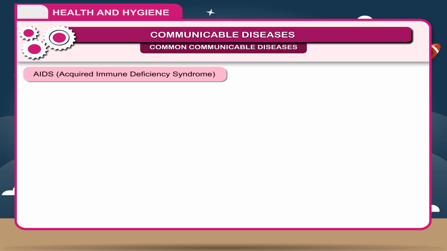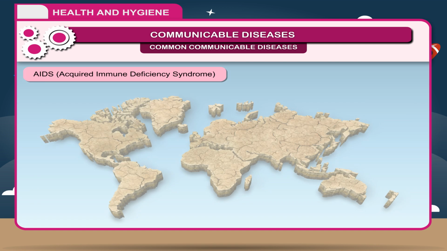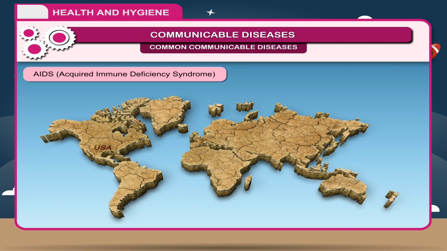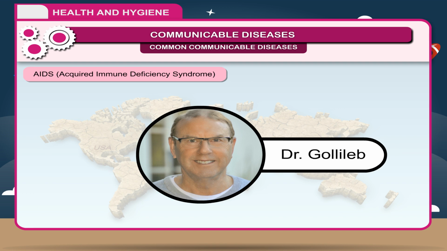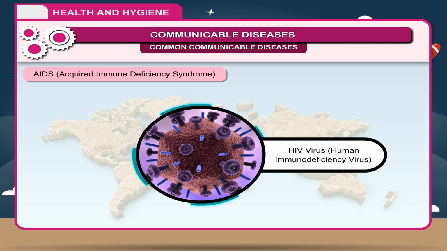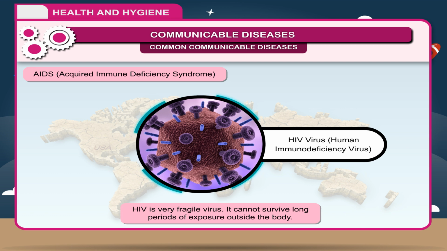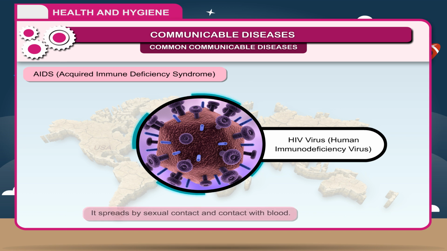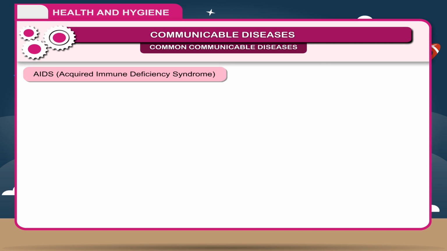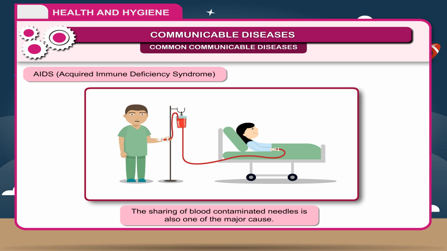AIDS, acquired immune deficiency syndrome. AIDS was first reported in the USA by Dr. Gottlieb in 1981. It is caused by the HIV virus, the human immunodeficiency virus. HIV is a very fragile virus. It cannot survive long periods of exposure outside the body. It spreads by sexual contact and contact with blood. The sharing of blood-contaminated needles is also one of the major causes.